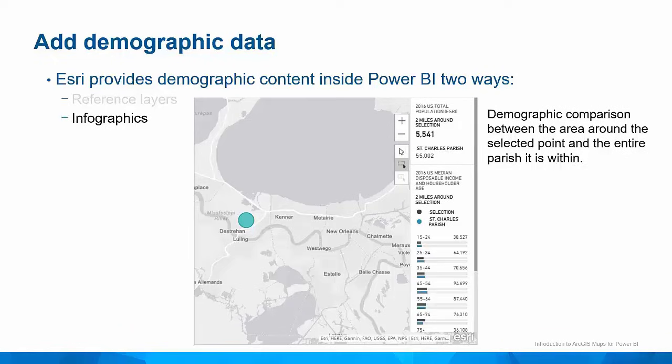You'll also get a comparison between the local area around the selection and a larger area, such as a country or state. Currently, demographic content is US-based, but we have plans to allow users to access global layers in the future. So let's take a look at how to add infographics to your map.